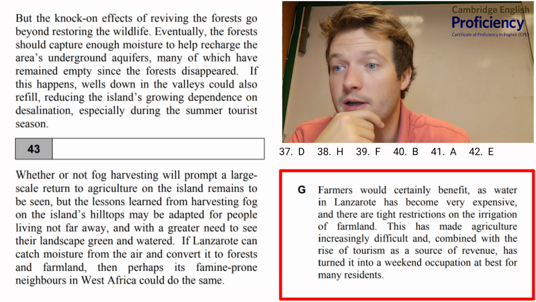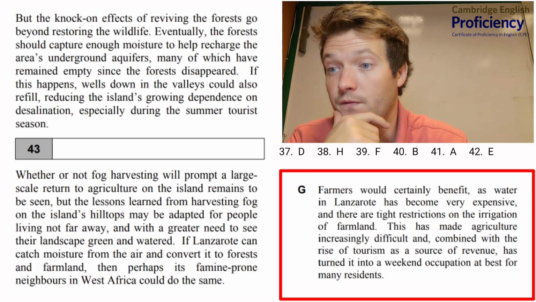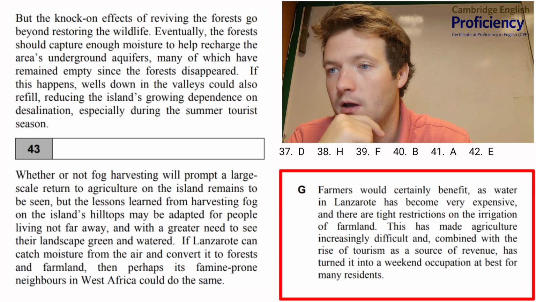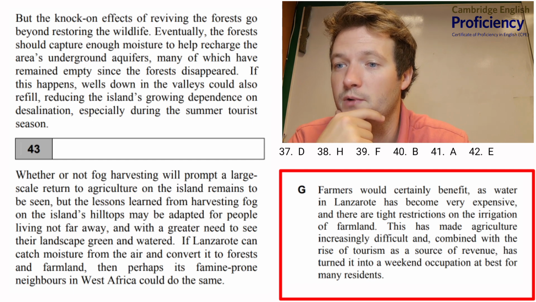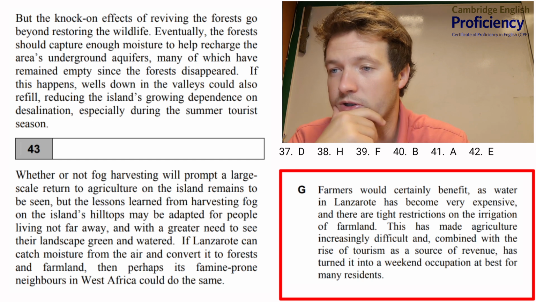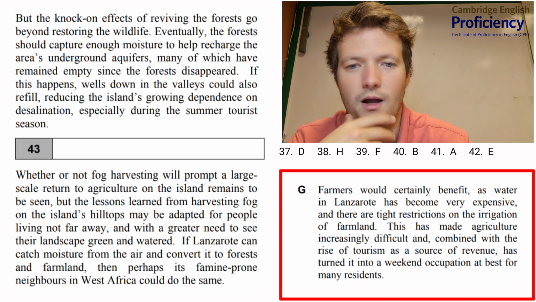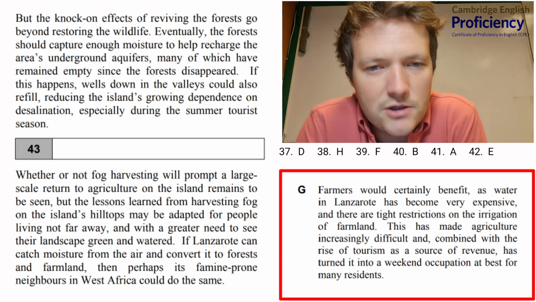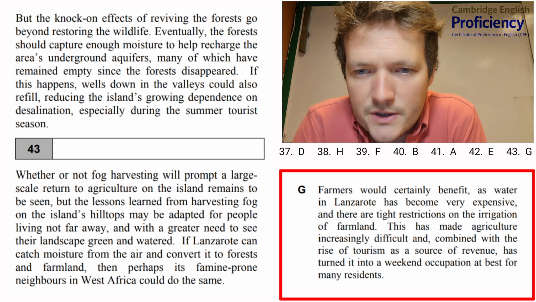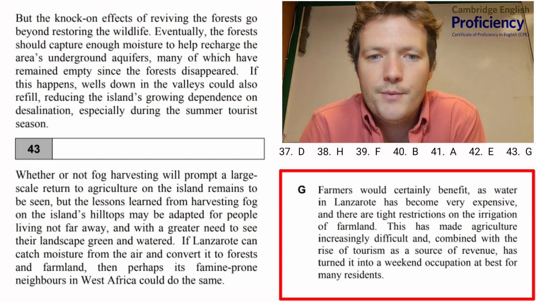So water in Lanzarote has become very expensive and there are tight restrictions on irrigation of farmland. This has made agriculture increasingly difficult and combined with the rise of tourism, which we've just mentioned as a source of revenue, has turned it into a weekend occupation at best for many residents. And we go on to talk about agriculture in the final paragraph. So I think it's G. Whether or not fog harvesting will prompt a large-scale return to agriculture on the island remains to be seen.